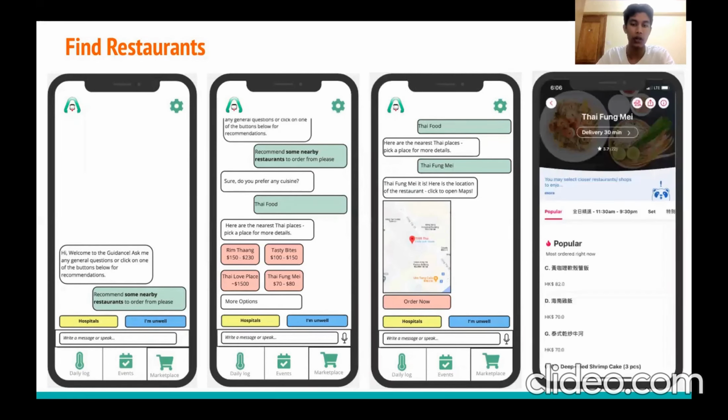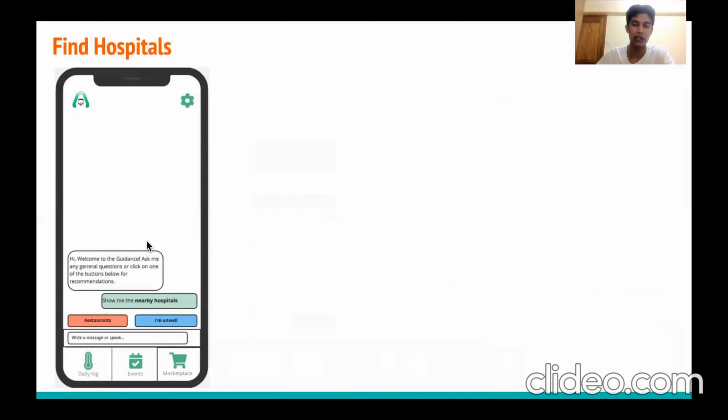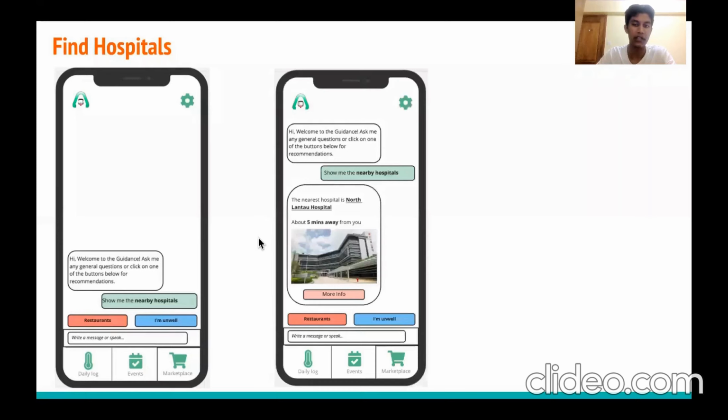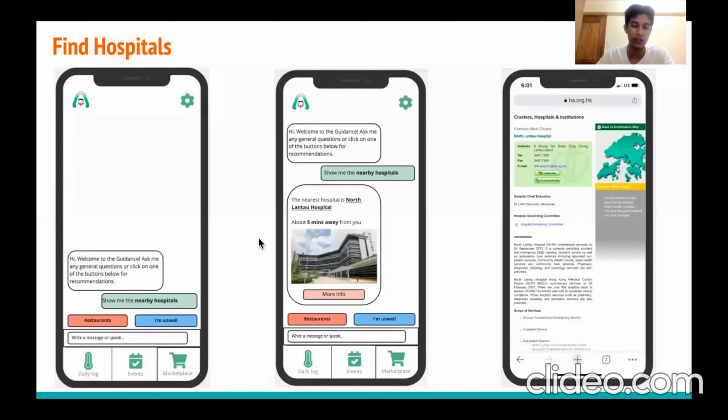And by clicking on the order button, they're redirected to Foodpanda or Uber Eats or their food delivery app of choice. Next, a quarantine center can be an unfamiliar place. So if users want more information about their surrounding hospitals, they can click on the hospitals icon and get information about it and be redirected to official HA web pages if they wish.